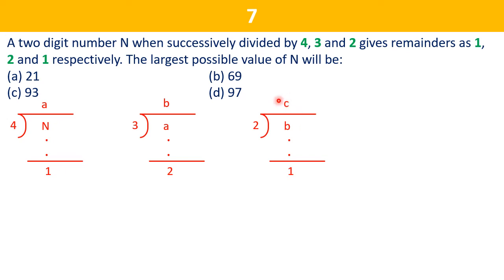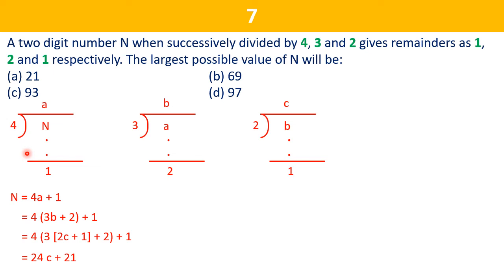So how can the number n be found? It can be found as divisor into quotient plus remainder. So n I will write as 4 into a plus 1. Now what is a? a is equal to 3 into b plus 2. So I will replace a as 3 into b plus 2. Fine. Now what is b? b is equal to 2 into c plus 1, as divisor into quotient plus remainder. So I will replace b as 2 into c plus 1. Now if we simplify this equation, what we will obtain is 24c plus 21.